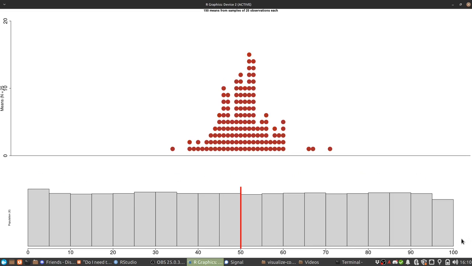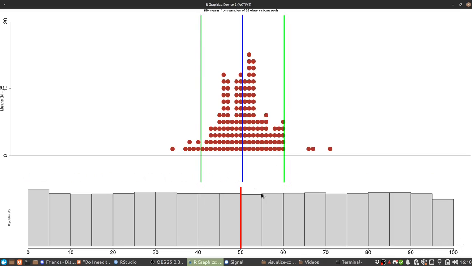So 150 means, I think we can wait until this is done, and it'll show us what the mean of all those means is, which is a nice thing to know. There you go. The mean of all the means is slightly higher than the mean of the original distribution. But if we did like a million of these things, the mean of the means would be incredibly close, down to several decimal places. It would be the same as the mean of the raw distribution.